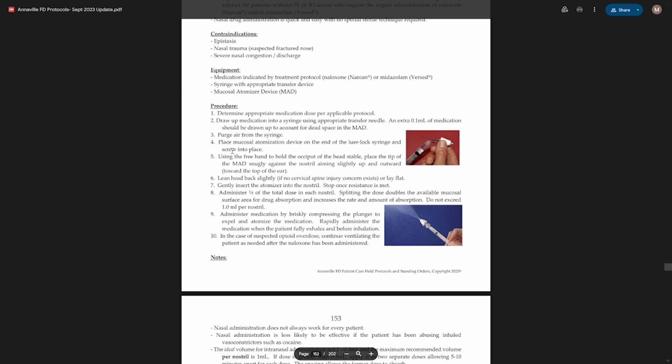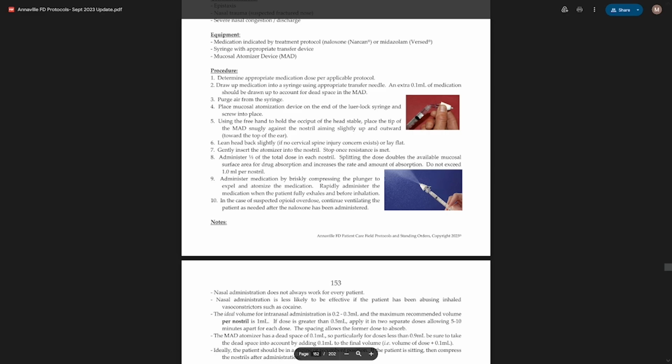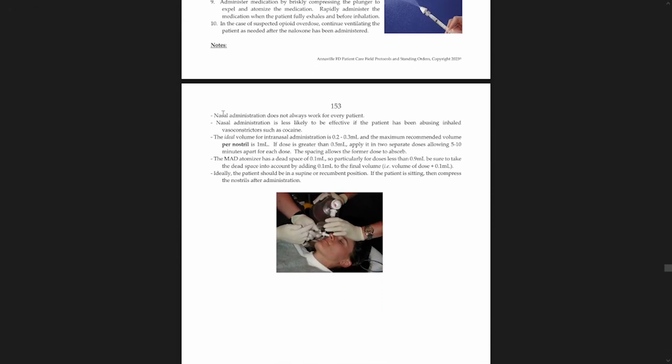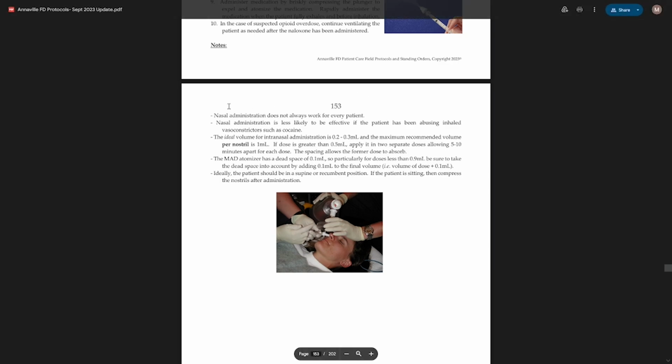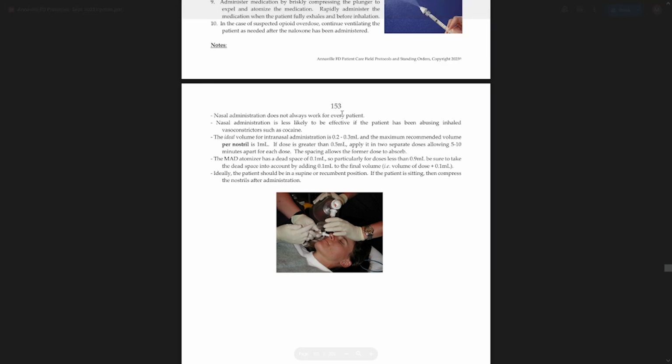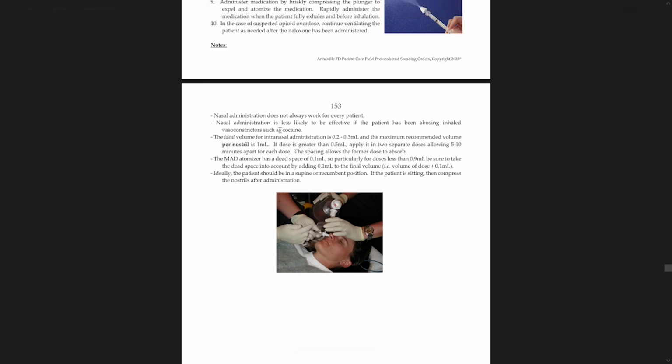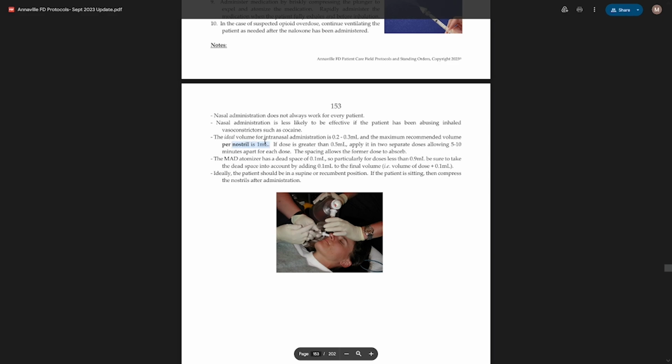I'm not going to describe how to draw it up. Basically, just hook it up. It creates a spray. It works very well. But some notes. Nasal administration does not always work for every patient. Nasal administration is less likely to be effective if the patient has been abusing inhaled vasoconstrictors such as cocaine. The ideal volume for intranasal administration is 0.2 to 0.3 mL, and the maximum recommended volume per nostril is 1 mL.